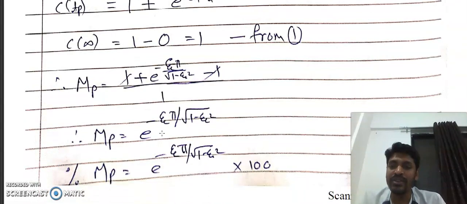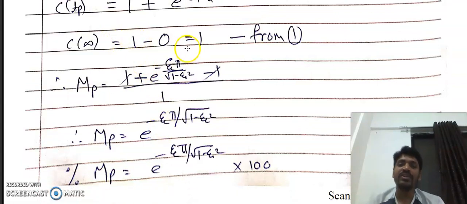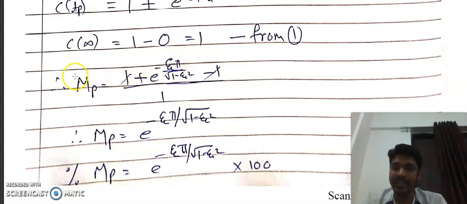And obviously when you substitute the value of t as infinity in the response, C of infinity will be 1. So it will achieve its 100% in the steady state. Therefore Mp is C of Tp minus C of infinity by C of infinity. Just substitute the value, the 1 minus 1 will get cancelled and Mp will become e raised to minus zeta pi divided by root of 1 minus zeta square. If you want percent overshoot, it will be e raised to minus zeta pi by root of 1 minus zeta square multiplied by 100. That's it.